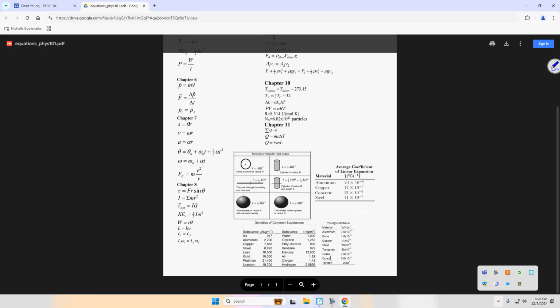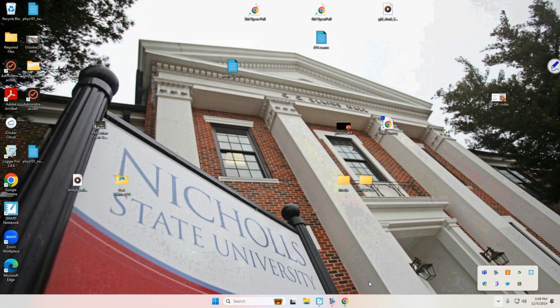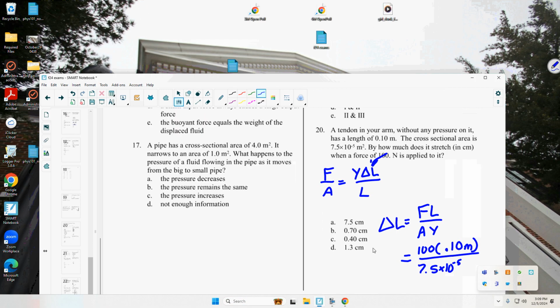That tendon has a Young's modulus of 2 times 10 to the 7th. That's right down here in that table of Young's moduli. So that's 2 times 10 to the 7th, and that's 10 divided by 15-ish, 2 over... I don't know, what was it? It was like 0.7 centimeters? Is that what it was? Yeah, so B is the right answer. Okay? Is that clear? All right.